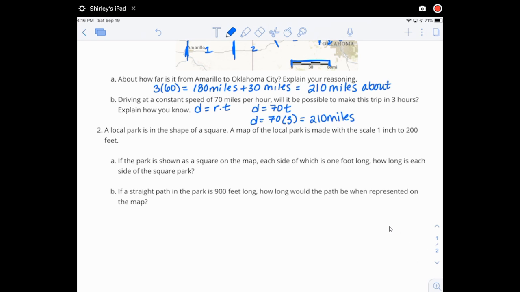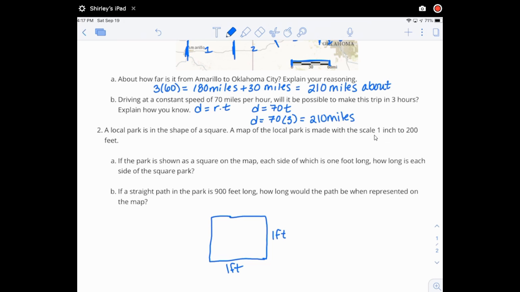So we have to be careful here because we're using the language of each side is 1 foot long. That first seems like it's part of my actual image, but if we read it again, that 1 foot length is in my scale drawing. So my scale drawing has a picture of the park as a square being 1 foot in each direction. So here's my scale drawing, and I have 1 foot here and 1 foot here.